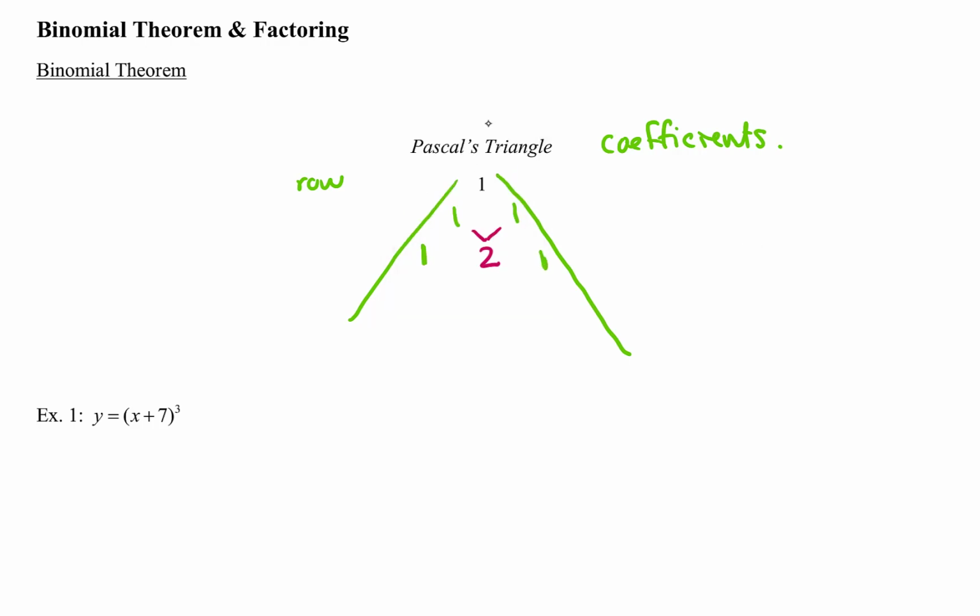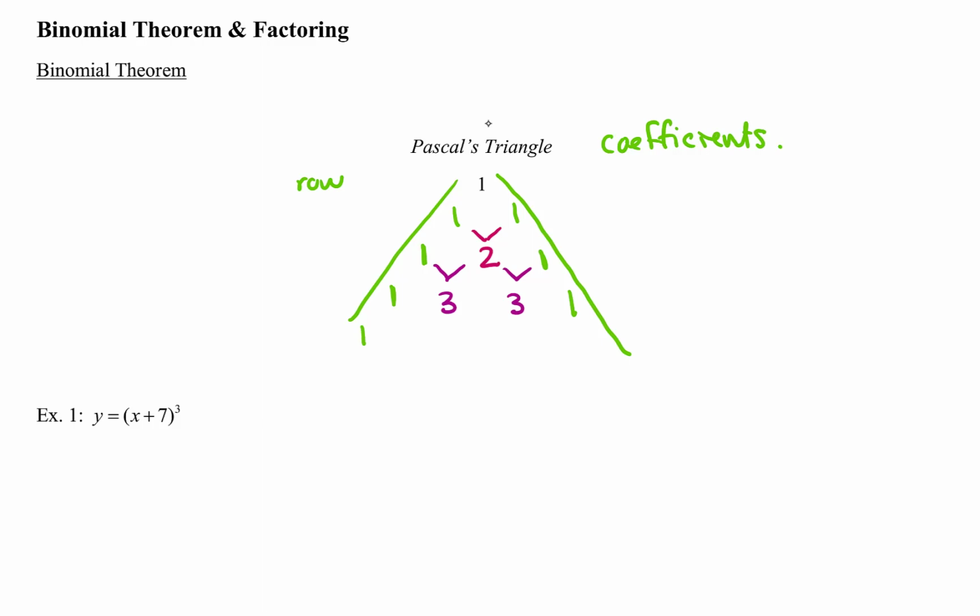The outside number, again, is always a 1. We repeat this pattern, so I'm going to do another 1. Then I'm going to add 1 plus 2 is 3. 2 plus 1 is 3. And then I have a 1 on the outside. I keep going as long as I need to.